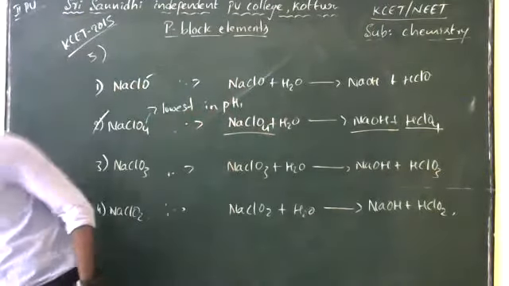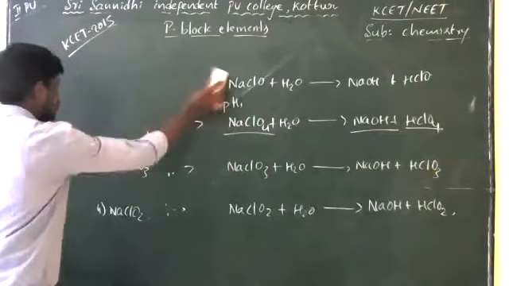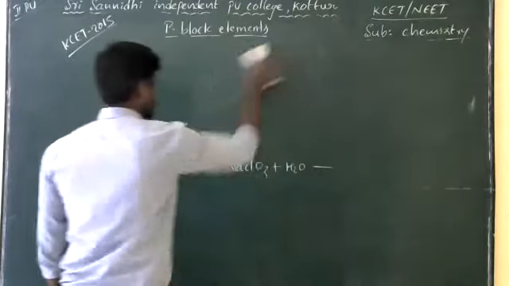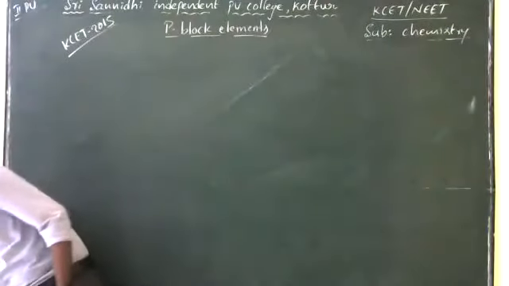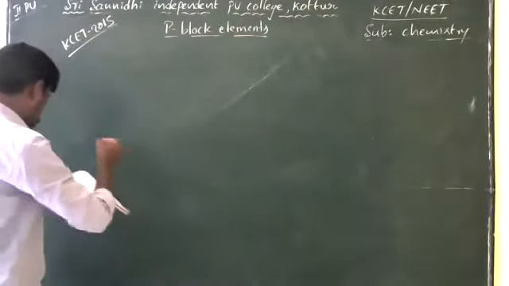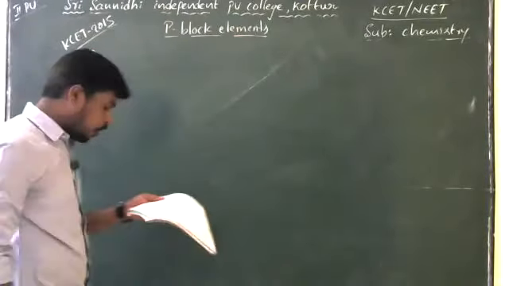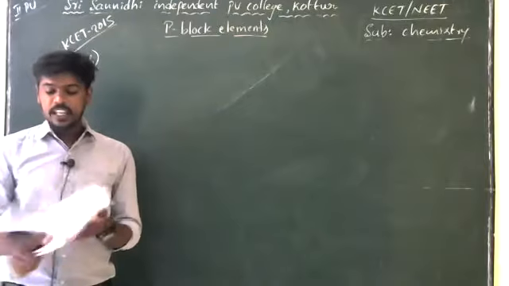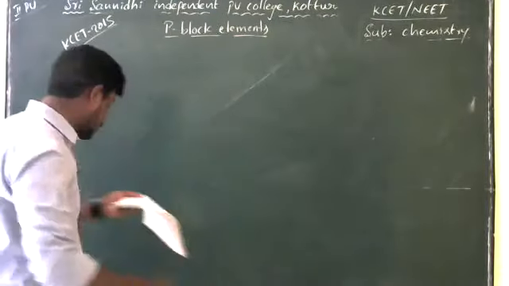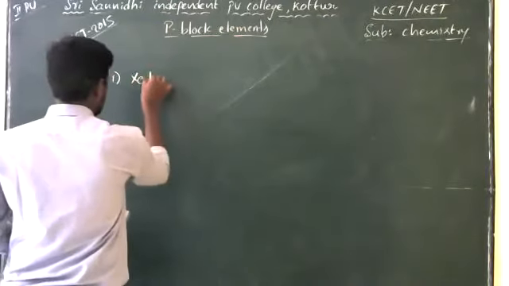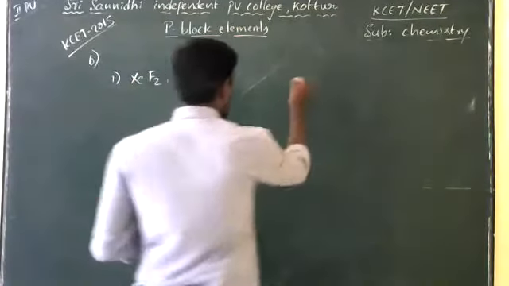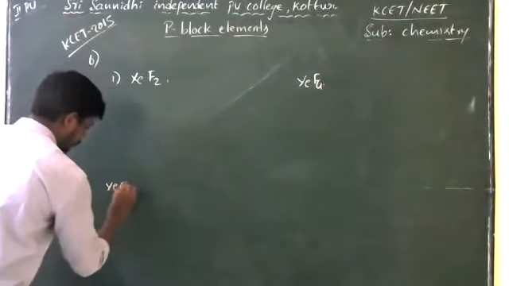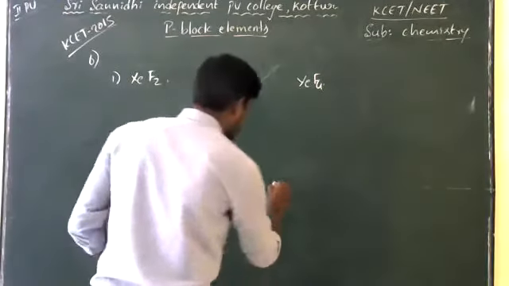And also the next question, sixth one. Which of the following compounds of xenon has pyramidal geometry? So which one of the xenon compounds has pyramidal geometry? So here, write down. First one XeF2. Second one XeF4. Third one XeOF4. Fourth one XeO3.